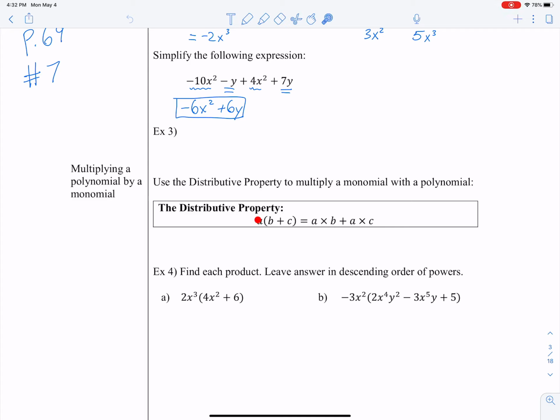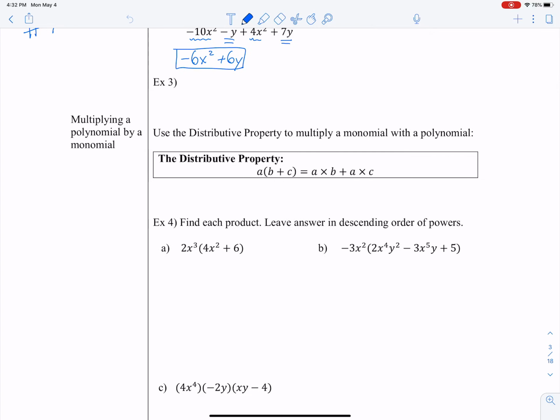So here, there's the monomial in front. And here we have, in this case, a binomial. So what you're going to do is take the A and multiply it to the B. You're going to take the A and multiply it to the C. So we've seen something like this before. I like to draw little arrows when I do this. So I'm going to take this and multiply it here. I'm going to take this and multiply it here.